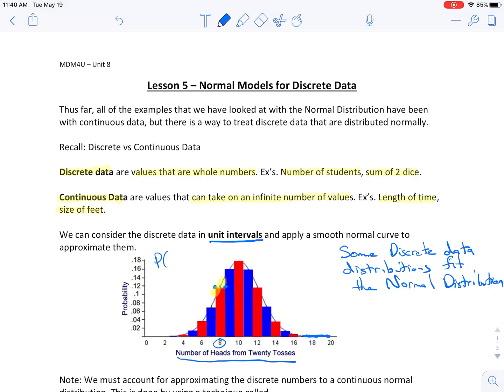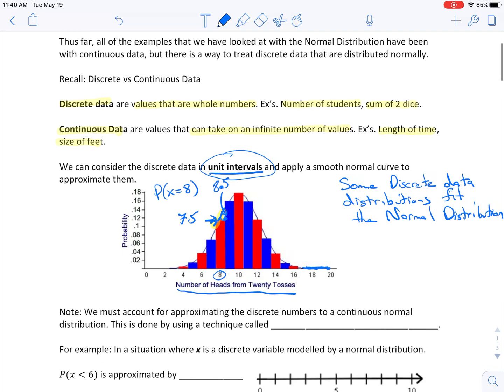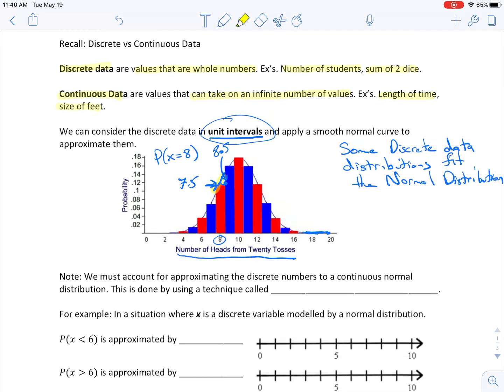Let's say I was to find the probability of 8 heads. What I actually need to do is to use the lower unit interval of 7.5 to the upper one of 8.5. So in discrete data situations, you have to use what's called the unit interval. The idea is because of the area under the curve, right here there's this gap, and here I'm over top of it, so I have to try to approximate that. In order to account for this, approximating the discrete numbers and trying to make it a continuous normal distribution, we use what's called the continuity correction.